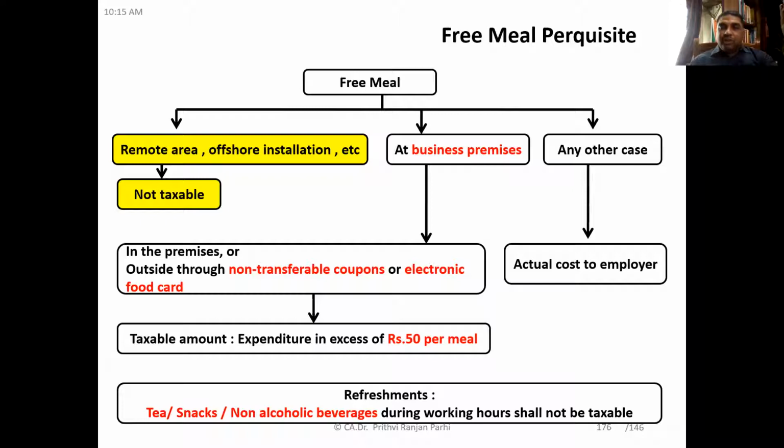Next situation is that it is provided at the business premises, in the office, factory, etc. But how is it provided? Either food may be provided, or it may be provided through non-transferable coupons or electronic food cards. Non-transferable coupons means some food coupons will be given to the employees, and the employee can go to a restaurant and have food there. But here you have to see that this coupon should be non-transferable, that means only employees should be able to use that.